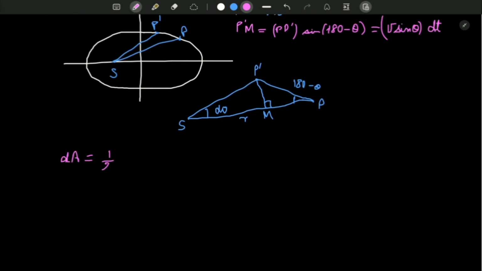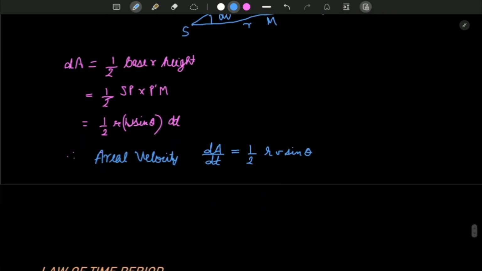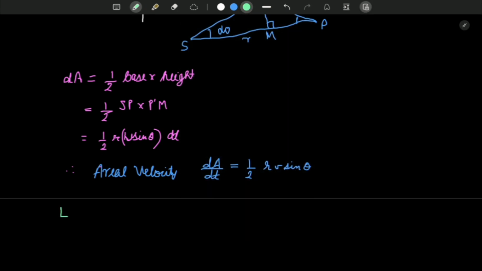dA equals the area of the triangle. So this is half base into height. So half SP into P dash M equals half r v sin theta dt. Therefore, the areal velocity dA by dt equals half r v sin theta. Now what is r v sin theta? r v sin theta is the magnitude of the vector product r cross v. So this is 1 by m times the angular momentum L. So L is r cross mv. So ultimately we will get dA by dt equals 1 by 2m modulus of r cross mv.